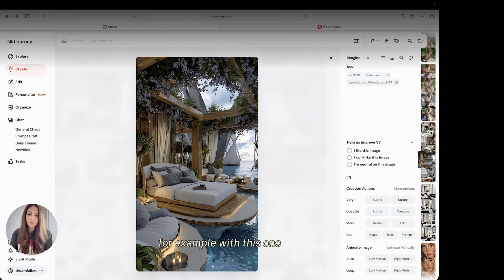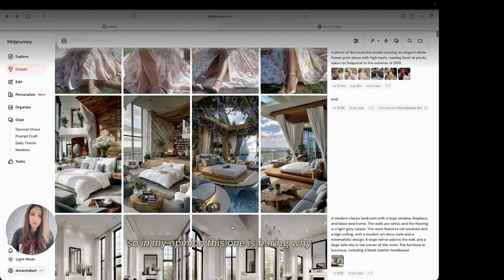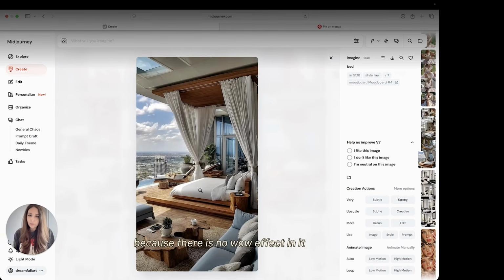For example, how to choose the best one out of these? In my opinion, this one is boring. Why? Because there is no wow effect in it. If we're going to create a reel for architecture, just some aesthetic reel, this one isn't enough. It's average, I would say. There's nothing interesting that can really make a person play this video again or watch it till the end.